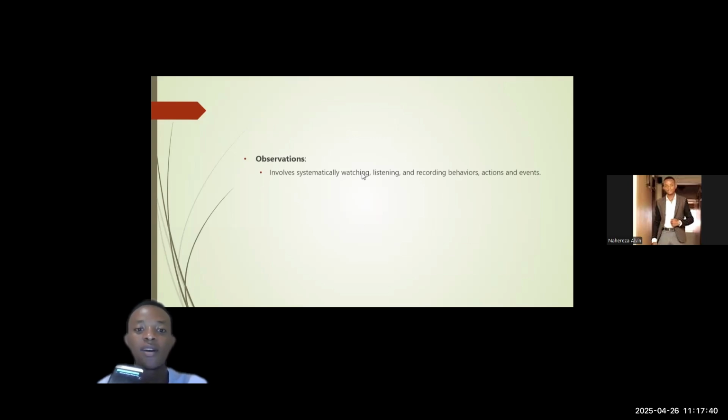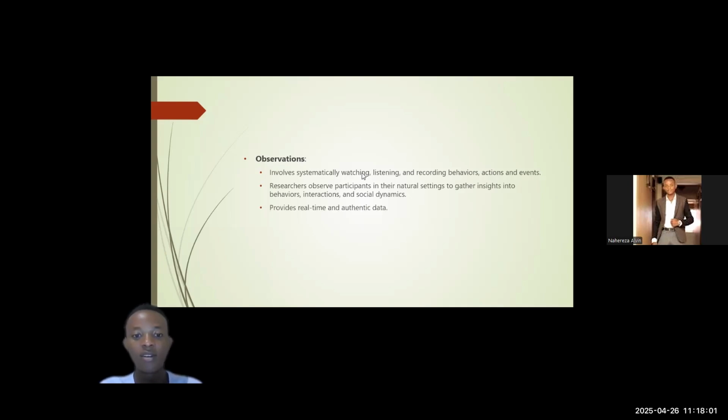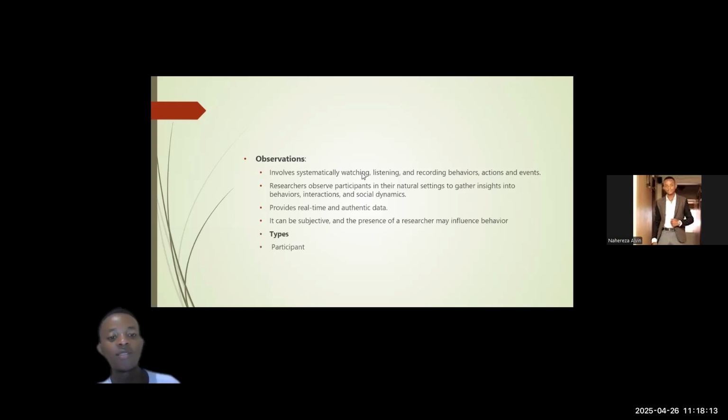Another method is observations. This is where systematic watching, listening, and recording of behaviors, actions, and events is undertaken. So researchers observe participants in their natural setting so that they can gather insights into their behaviors and interactions. It provides real-time and authentic data, and it can be subjective, and the presence of a researcher may influence the behavior.